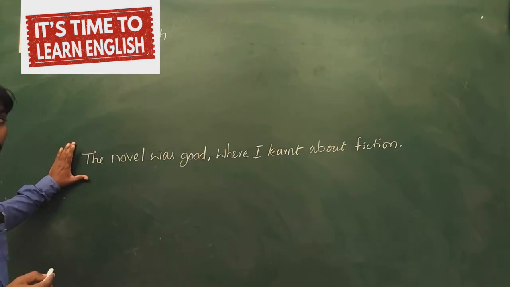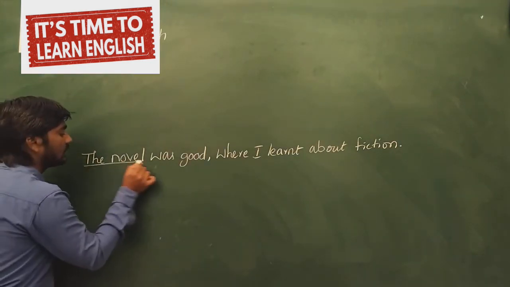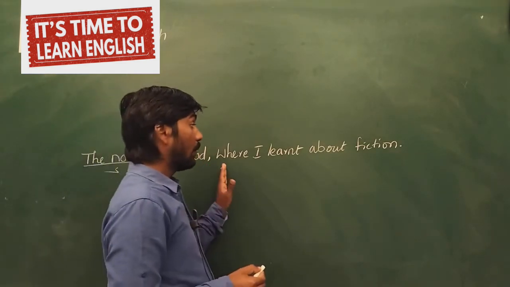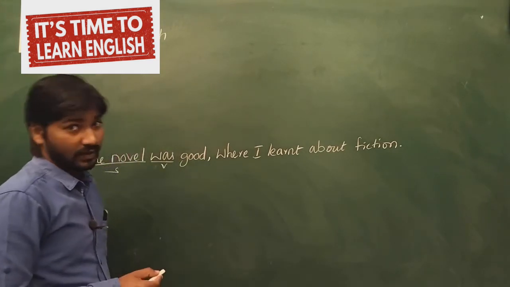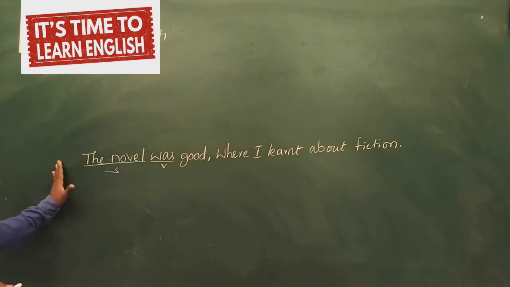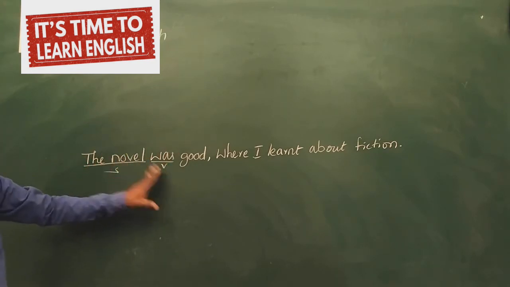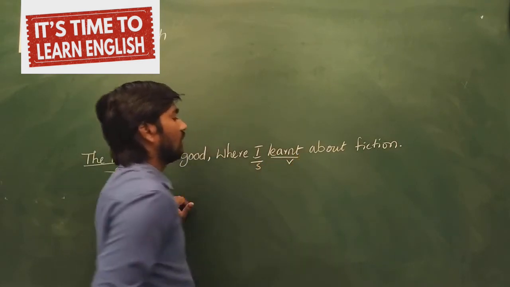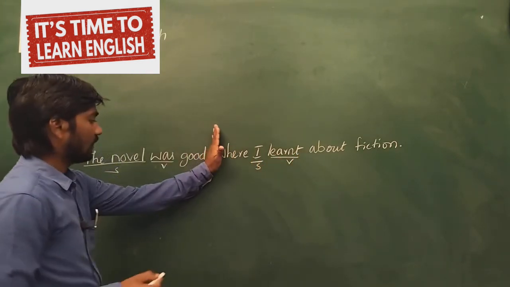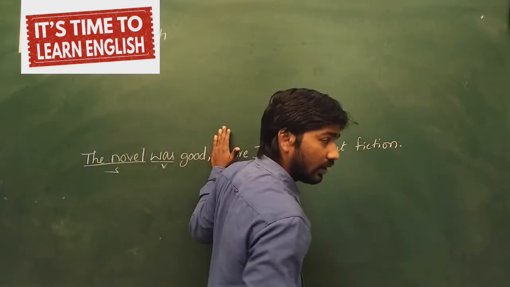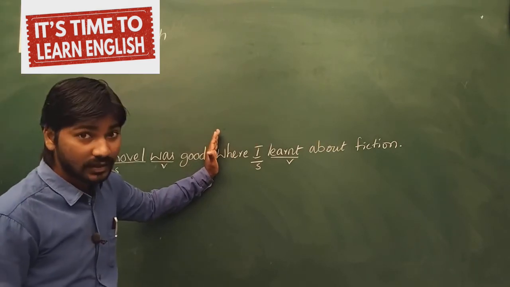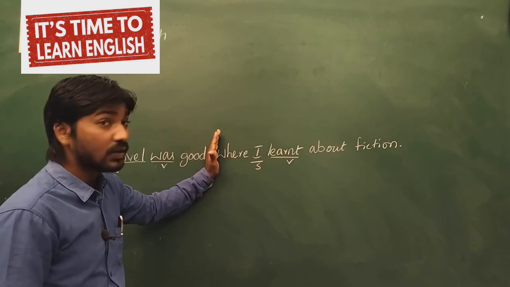See here, the novel was good. The novel was good: subject and a verb. The novel was good, where I learned about fiction. When you look at the first sentence, the novel was good, subject and verb. The second one, where I learned about fiction, also has a subject and a verb. So close it and read: the novel was good. Okay, it is giving the meaning. Where I learned about fiction. Where? Again we are having a question here.